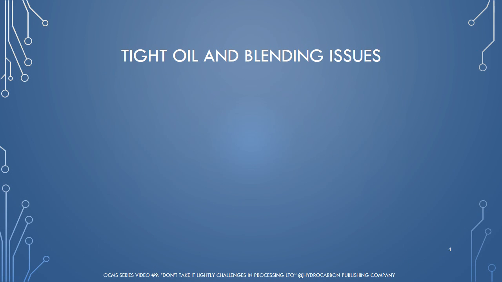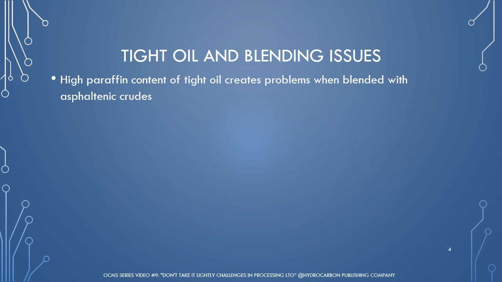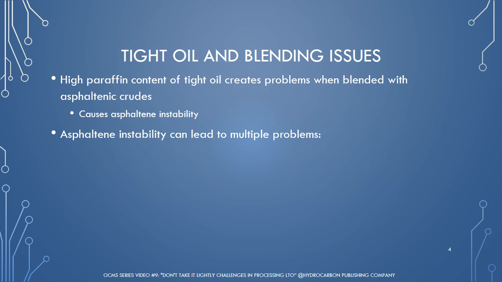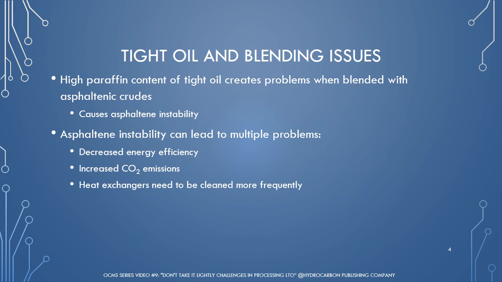The high paraffin content of tight oil creates issues when blending with asphaltenic crudes. The mixing of highly paraffinic tight oil with asphaltenic crudes causes asphaltene instability and leads to crude incompatibility. Crude incompatibility can lead to decreased energy efficiency, increased carbon dioxide emissions, the need for heat exchangers to be cleaned more frequently, and decreased throughput.